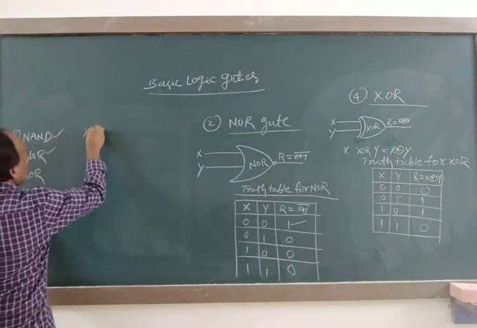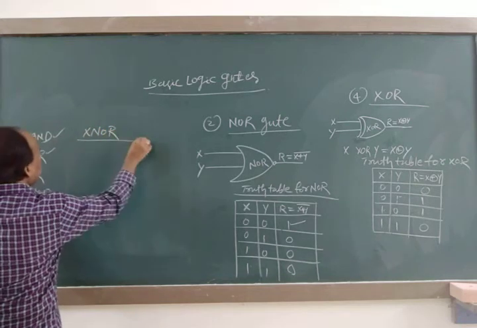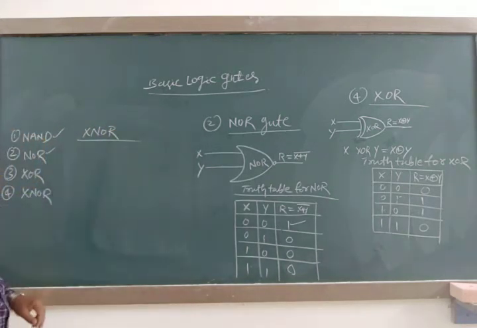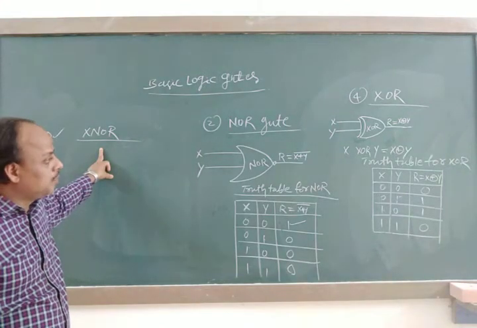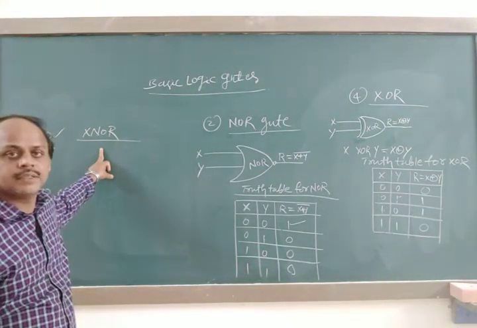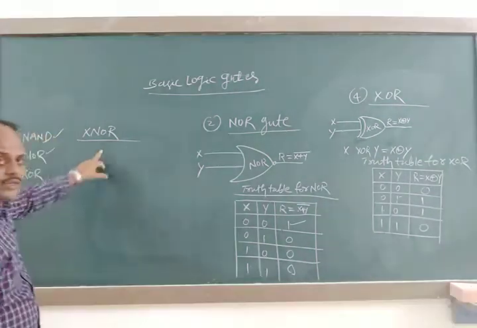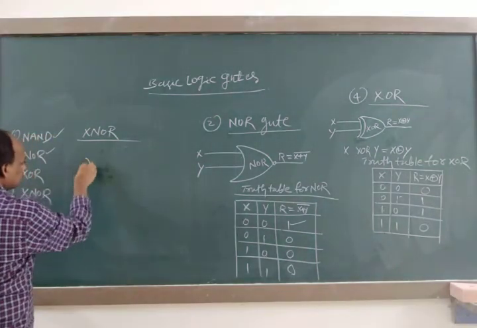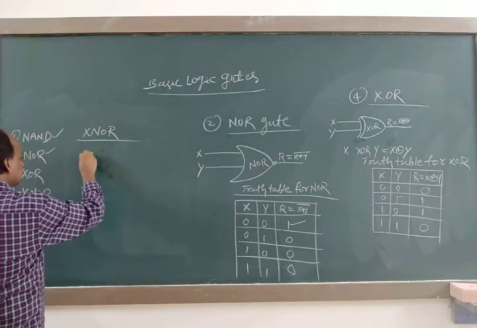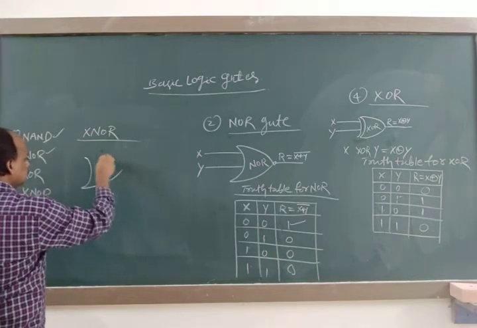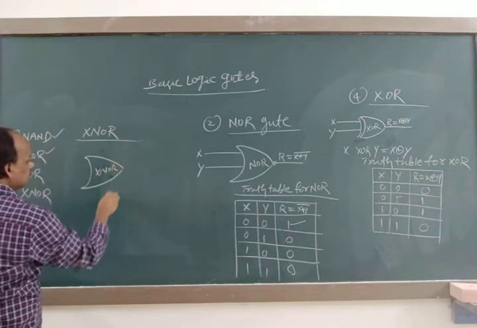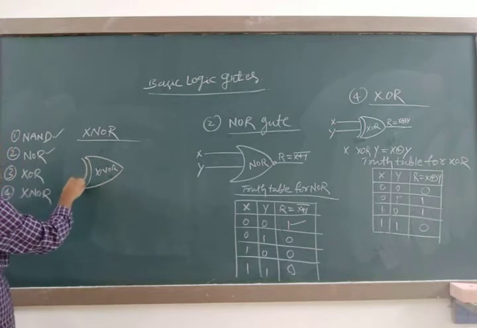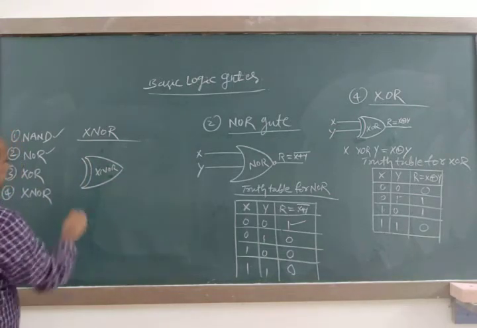XNOR gate. See, XNOR gate is nothing but the complement of XOR gate. See here. First see the logic diagram. XNOR gate is nothing but the complement of XOR gate.